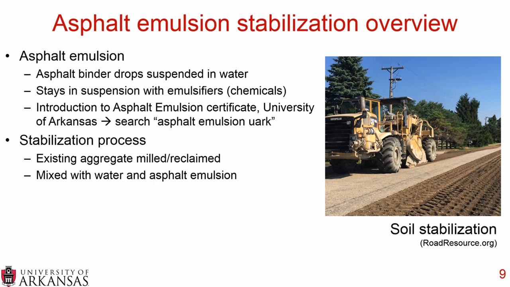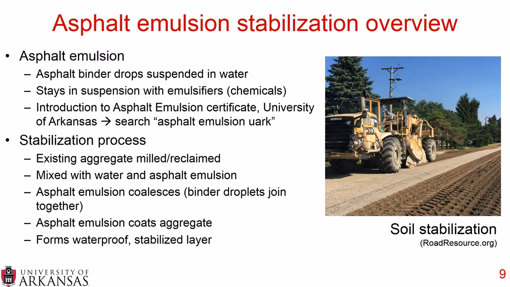The process of asphalt emulsion stabilization is you have your existing aggregate and you either mill or reclaim it, and then you mix that existing aggregate with water and asphalt emulsion. And that's what's happening inside the drum you can see in that right-hand picture. Between the two axles, there's that large drum, and that is milling and reclaiming the existing aggregate, and it's mixing it with water and asphalt emulsion. The asphalt emulsion coalesces, which means the binder droplets join together, and then the asphalt emulsion coats the aggregate. And this forms a waterproofed, stabilized layer.